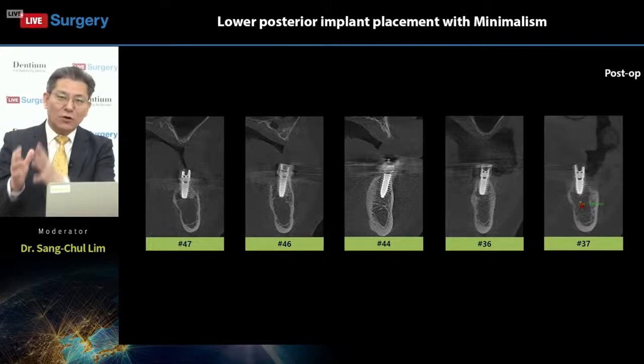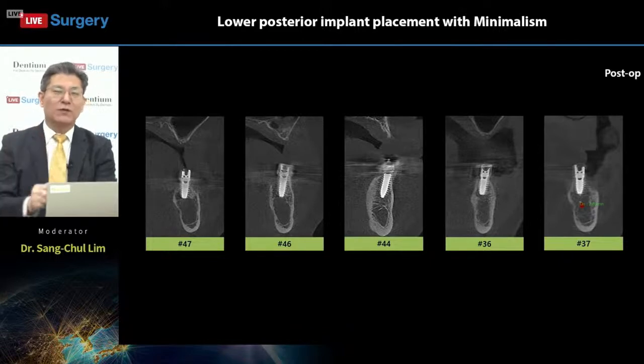We need to know the ridge shape, ridge type, bone quality, and anatomical landmark positions. All of this information should be recognized from the cone beam CT view, and then the surgeon's experience is a very important thing for freehand surgery, okay?